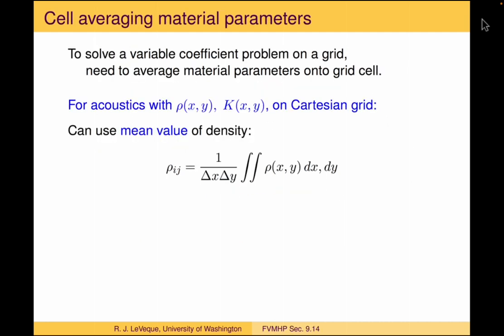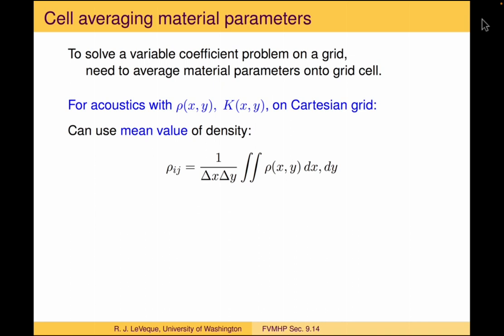Another thing to mention briefly is that if we have some rho and k that are varying in space, but now we're solving the problem on a grid, then we need these cell averages of some sort, rho ij, kij, zij, and cij, that are used in the formulas we just used. And so a natural way to average a varying coefficient is to simply take the integral over the cell and divide by the size of the cell.